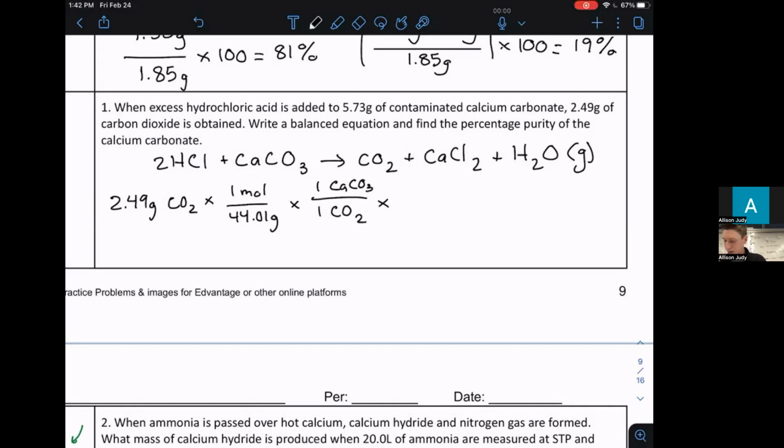Oh, I didn't actually write the molar mass, my bad. So calcium carbonate, molar mass. Calcium is 40.08. I'm rounding these. Carbon is 12.01. And then oxygen, we're rounding to 16. So this will give us 100.09. I hope you all know how to calculate molar mass, so I'm not going to write these steps down, but this gives us 100.09 grams for every mole of calcium carbonate.